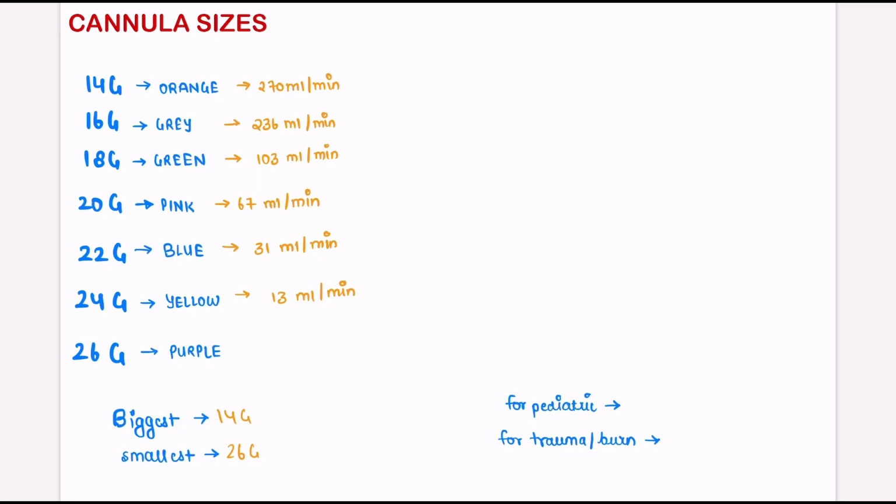In pediatric patients, we use 24 gauge and 26 gauge cannula. In trauma or burn patients, we use the widest bore cannula possible, which is 14 gauge, but it is not commonly available. Therefore, we can use 16 gauge, which is grey in color.